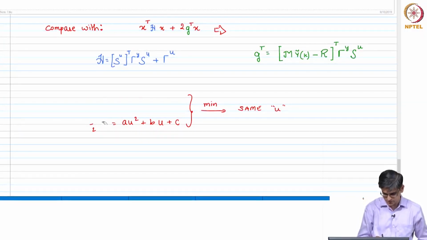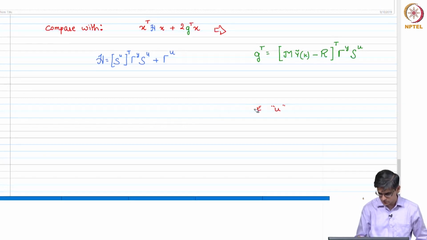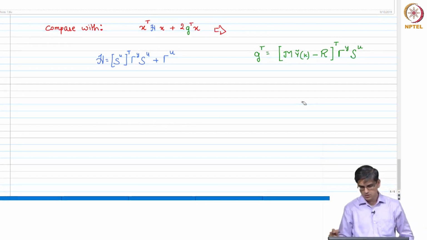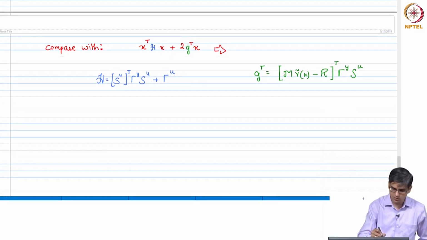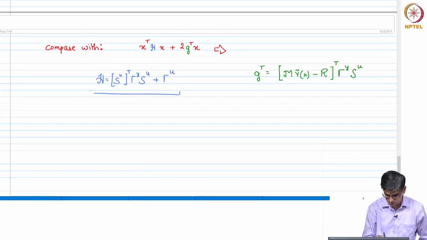I will erase this. Okay. So, there is one more very interesting thing. If you look at the Hessian, it does not change with k.